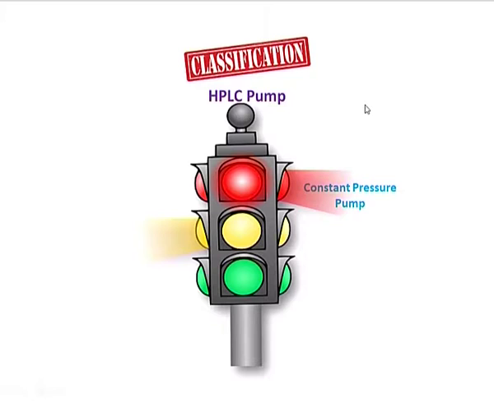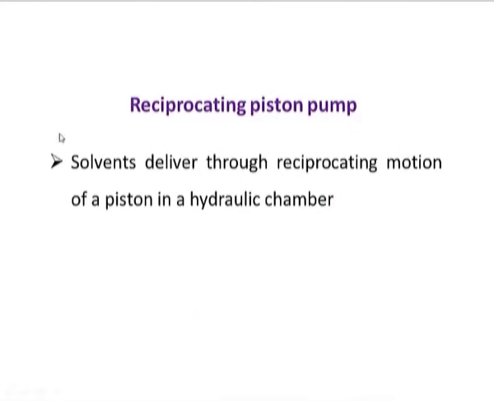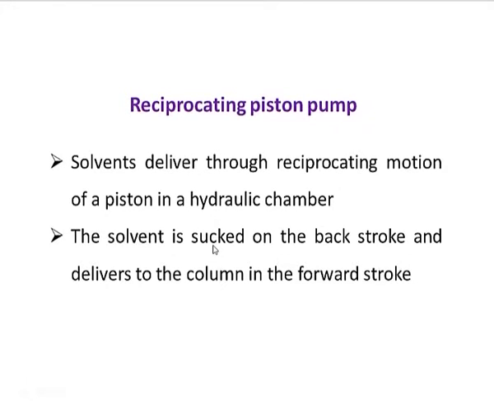As far as pumps of HPLC are concerned, they can be constant pressure pumps or pneumatic pumps, they can be syringe type pumps, and the most widely used ones are the reciprocating piston pumps, and that is what we are going to see in a little more detail. In a reciprocating piston pump, solvent is delivered through reciprocating motion in a hydraulic chamber. Solvent is sucked in on the backstroke and delivered in the forward stroke.